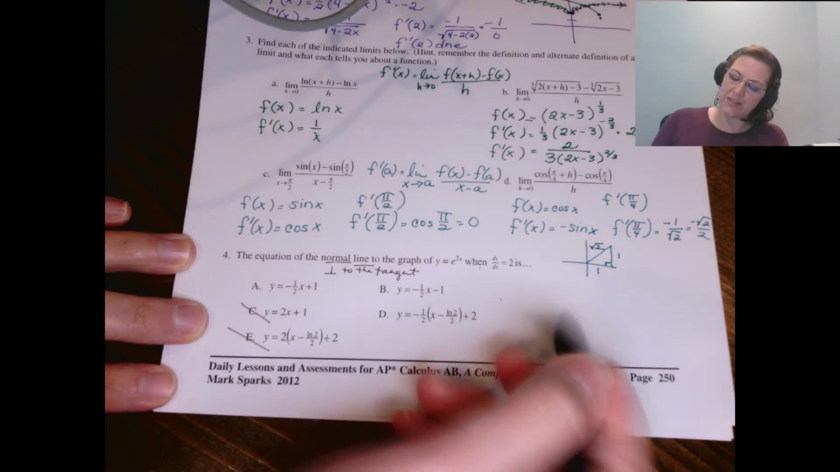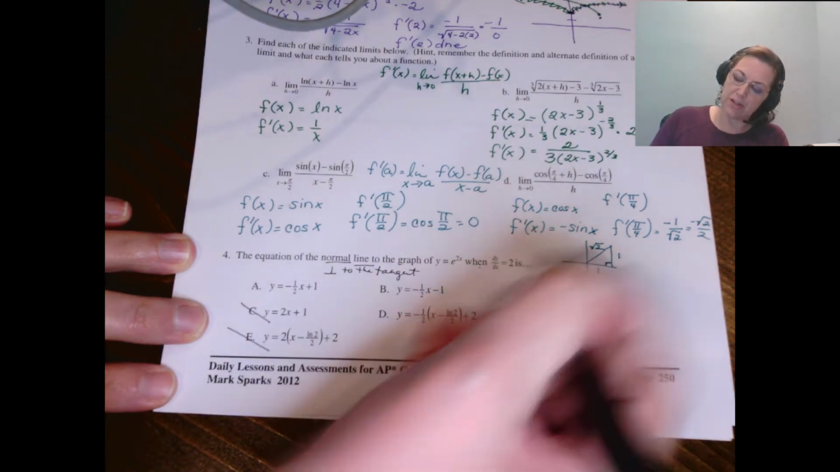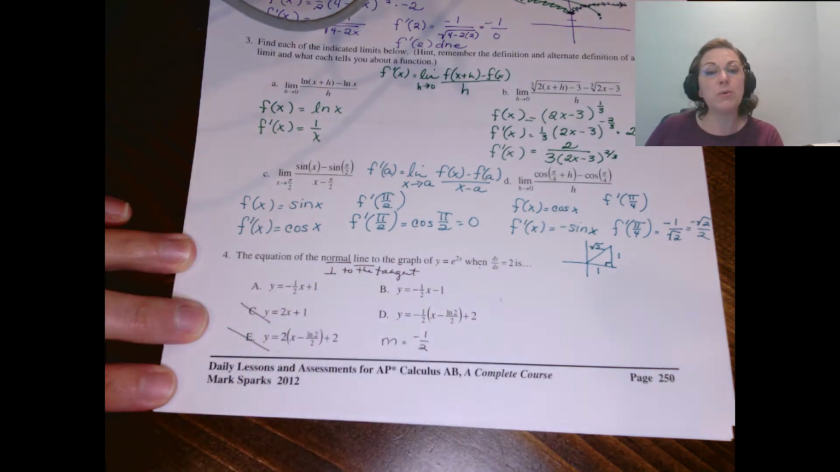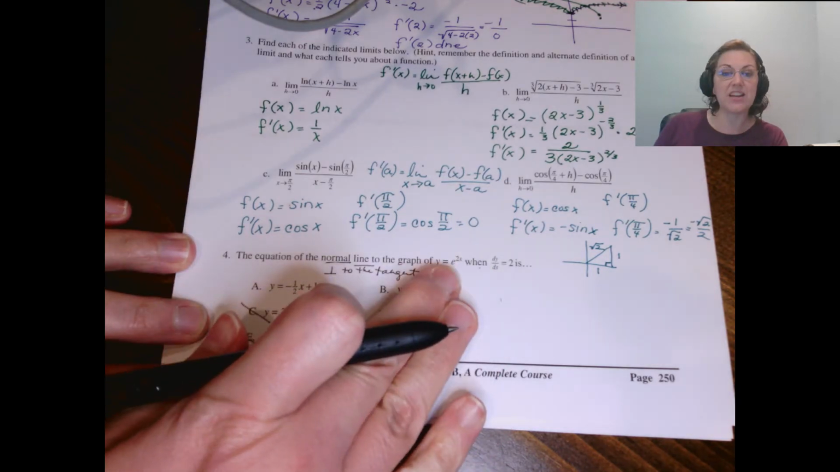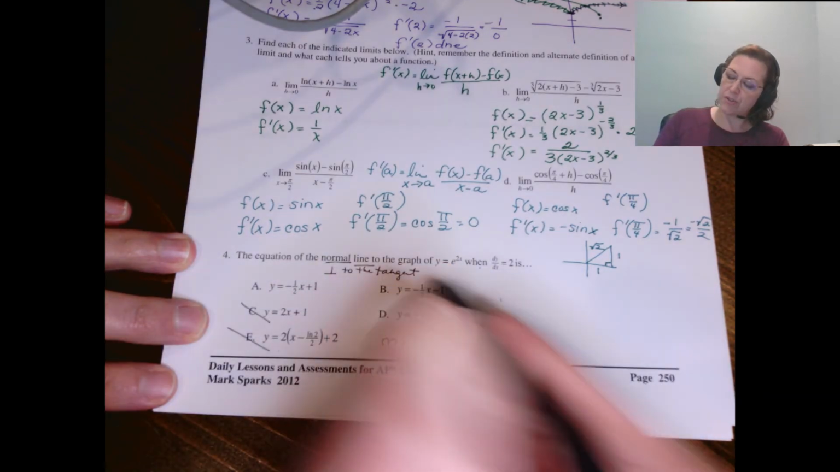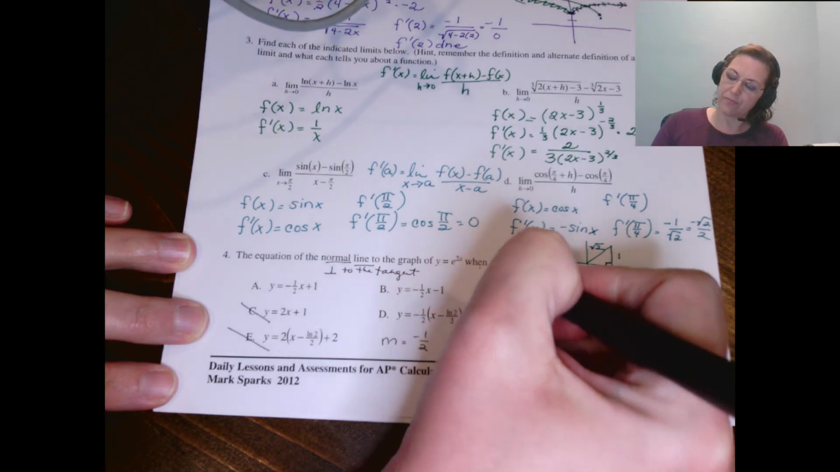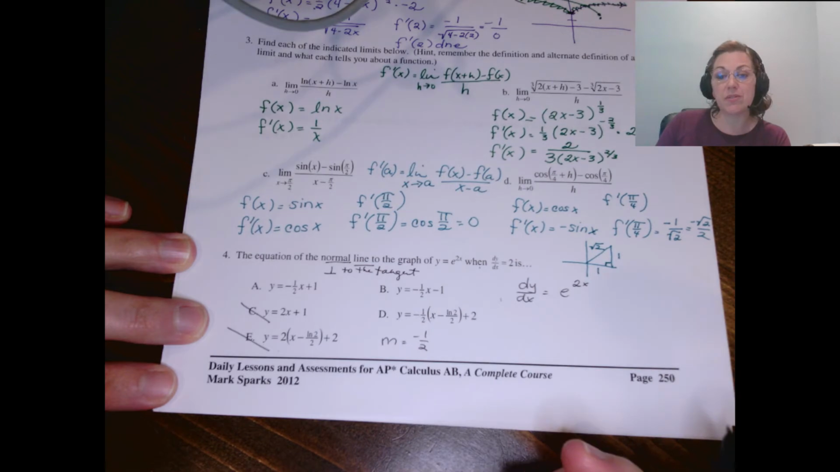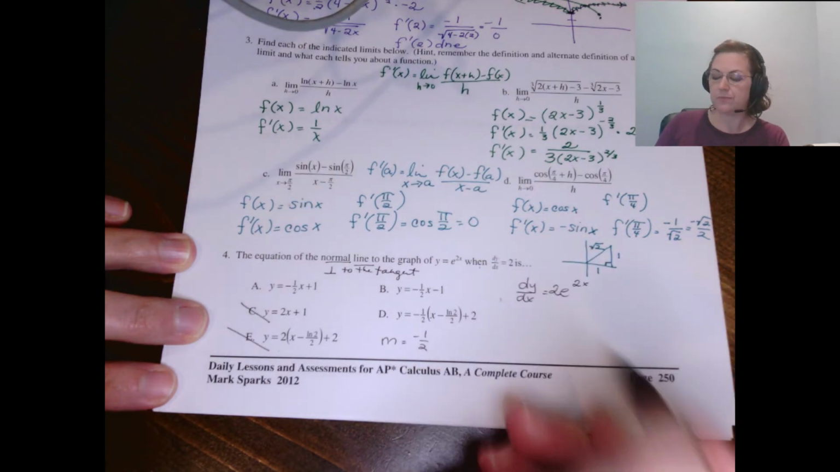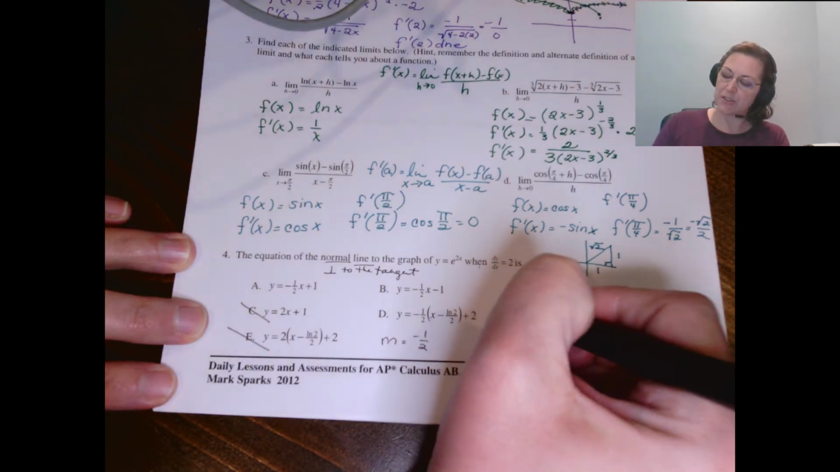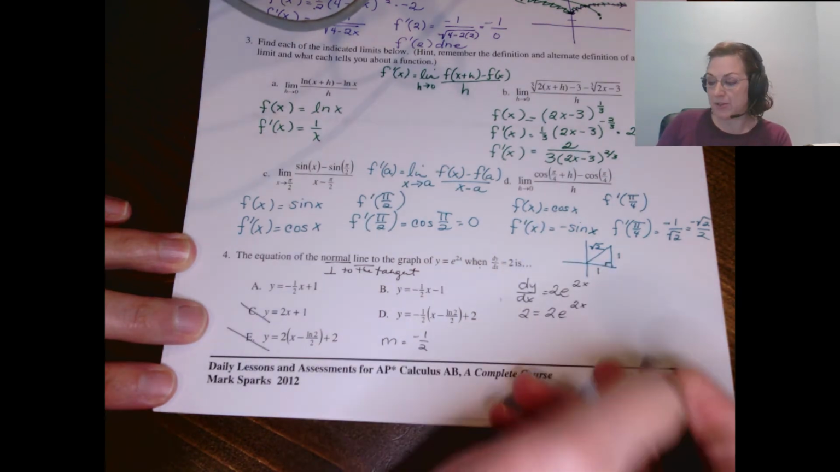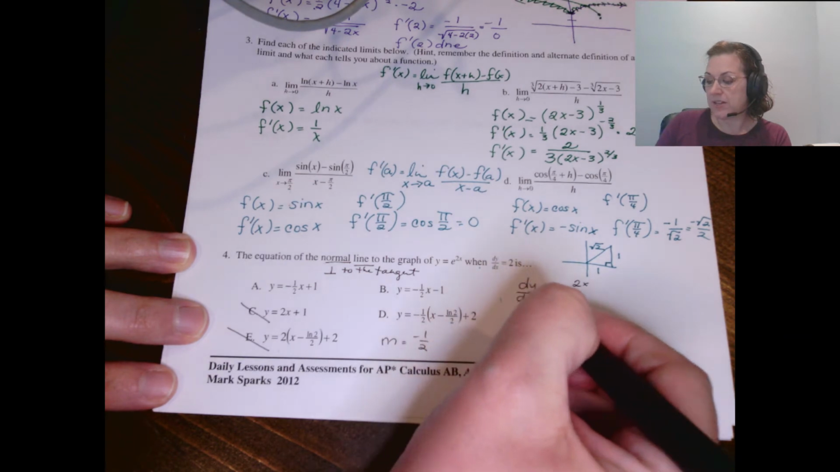So we know that the normal line is going to have a slope of negative 1/2. But what we don't know is what point that's going to happen at. So we're going to have to take the derivative and set it equal to 2. So the derivative here would be e to the 2x times the derivative of the inside, which is 2. And that needs to be set equal to 2. You can divide both sides by 2. That's going to give you 1 equals e to the 2x.